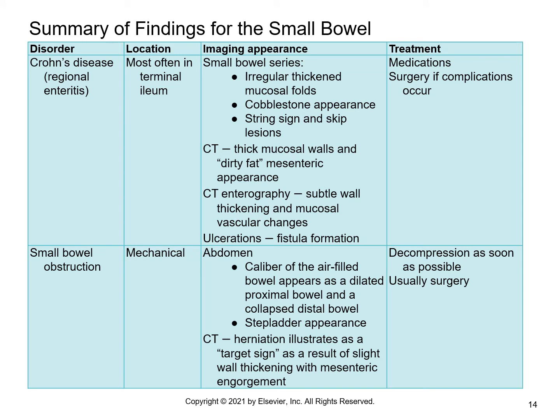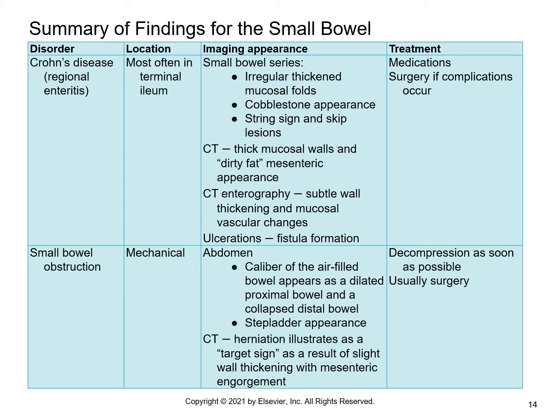So quick summary of our small bowel abnormalities. So we have Crohn's disease, which is our regional enteritis. This means that we're going to have areas of inflammation and ulceration separated by areas of normal bowel. That's what makes it regional. We'll have irregular thickened mucosal folds. It can show up as cobblestones if we have ulcerations. And this can be treated with medications and surgery if complications occur.